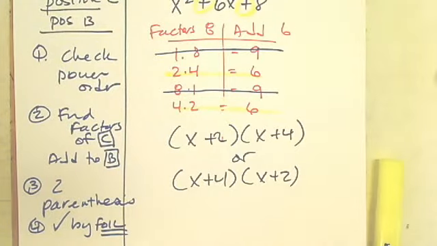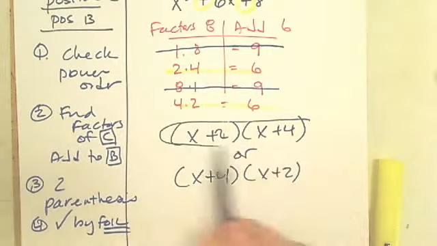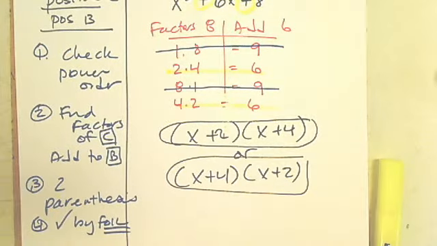Why is it x? This is not a hard question. x times x is x squared. If we check by FOIL, this is a correct answer and this is a correct answer. It does not matter which one.